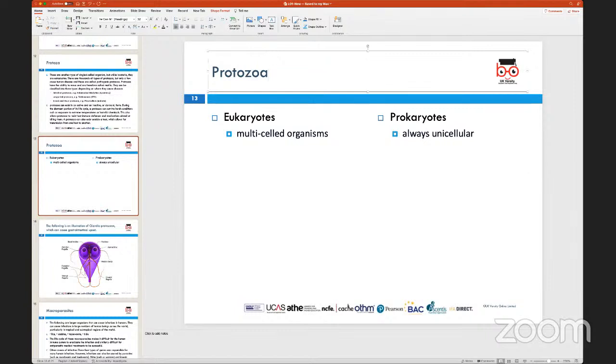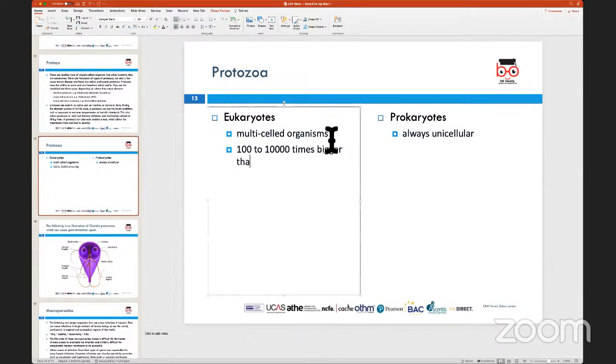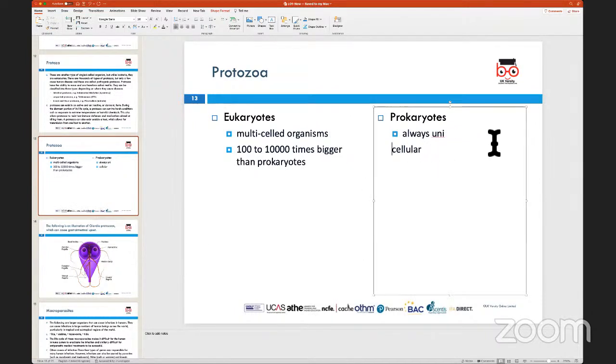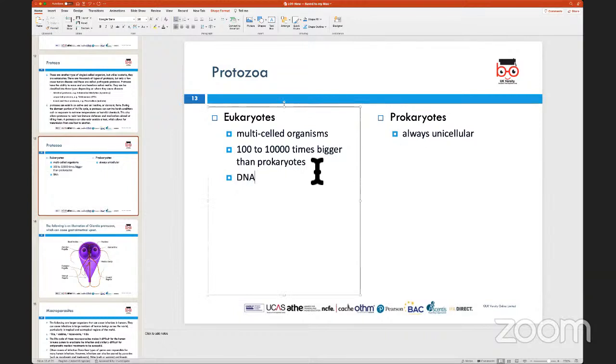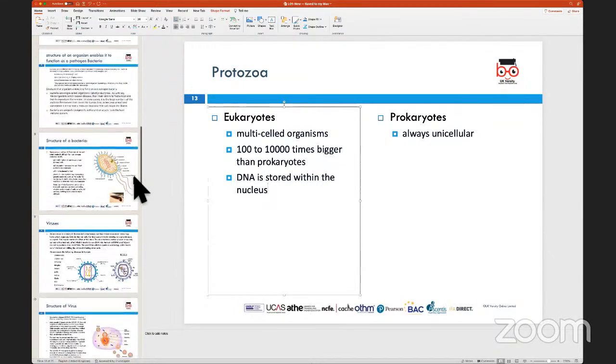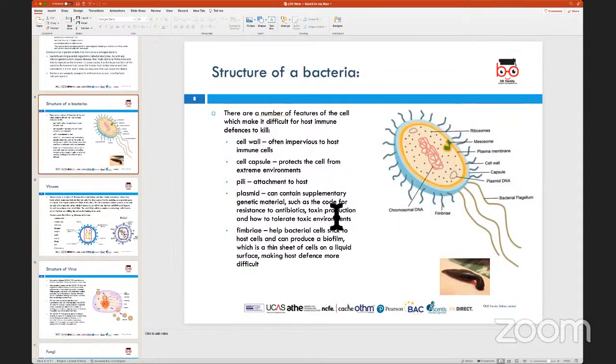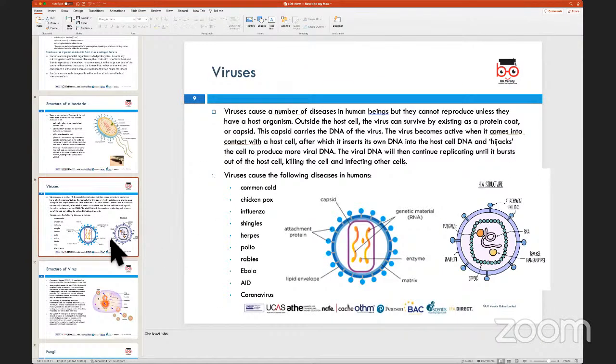Eukaryotes can essentially be 100 to 10,000 times larger than the prokaryote cells. If I talk about the size of these organisms, they can be 100 to 10,000 times bigger than prokaryotes. They are still not visible to the human eye, so that is something you need to keep in mind. We are still talking about microorganisms. Now, the DNA, which is the deoxyribonucleic acid, in eukaryotes is stored within the nucleus. If we go back to the image where we talked about the nucleus, we said the nucleus has the genetic material, and that would be the DNA.